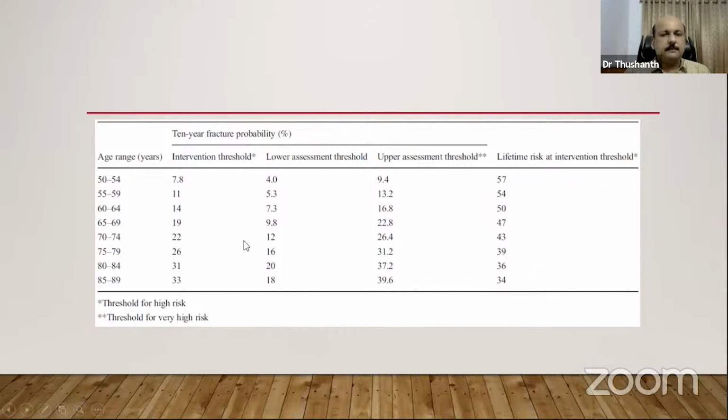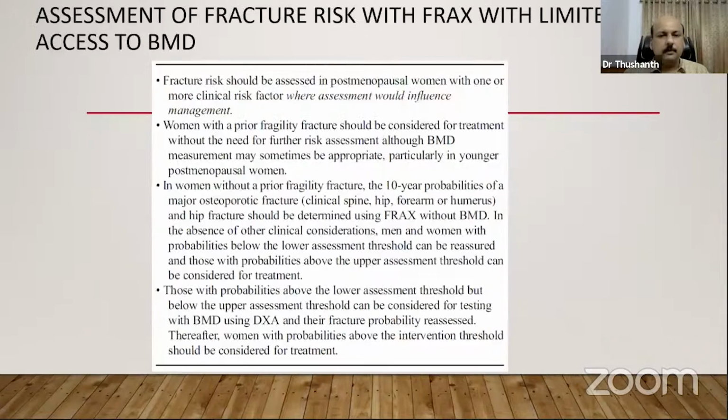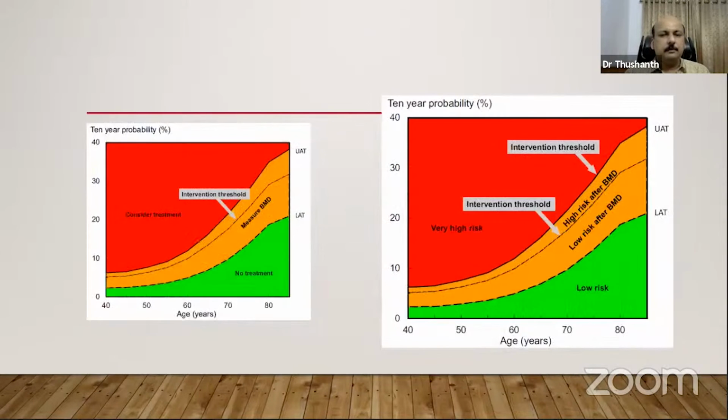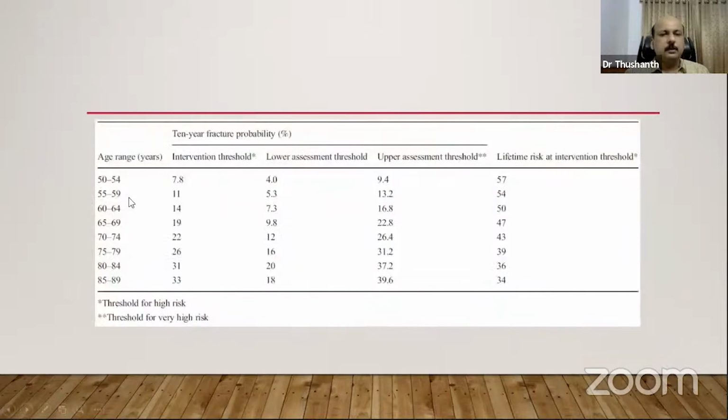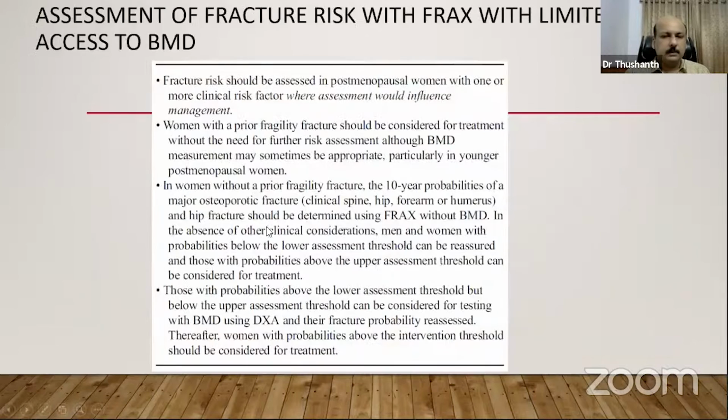Whereas if the patient's score comes as a 8 or 9% only, it is below the lower assessment threshold, we need not do further evaluation. But if it comes between 12 and 26, we have to do DEXA. And after the DEXA, the patient will fall under either of these categories. And if the patient falls above the intervention threshold, which is given here, that is above 22, we have to treat that patient. That is what is evolving.